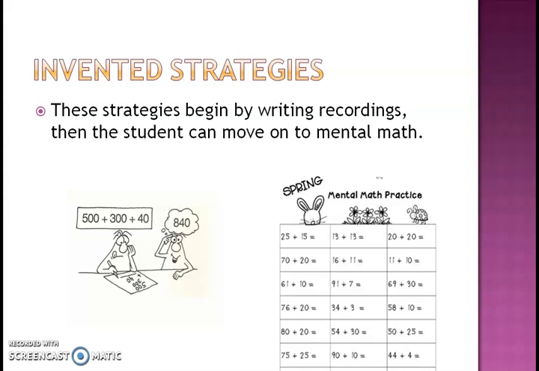The other photo has a number of problems that students can do as they are mastering their invented strategies in mental math. That is why students mastering their place value is so important, because it will help them in the long run. Invented strategies have so many benefits. Students make fewer mistakes. They develop number sense. This will assist with mental computation and estimation, and it helps students do well on standardized tests.